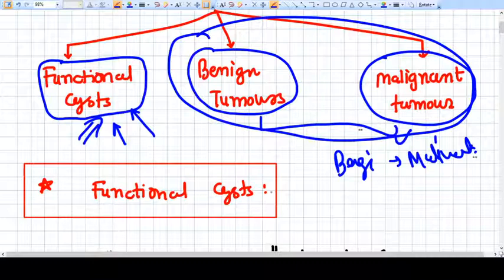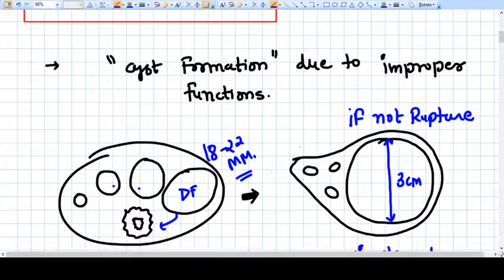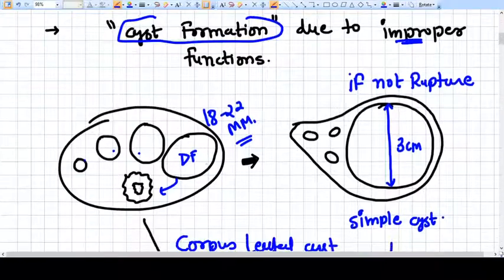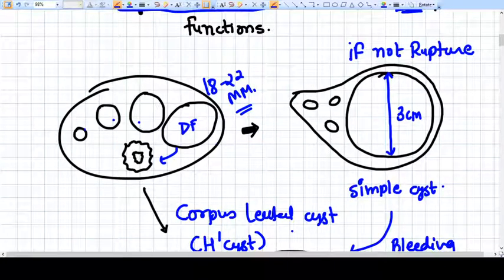Now let's understand the functional cysts here. Cyst formation is due to improper function. For example, I have already told you a DF, that is dominant follicle, should be around 18 to 22 mm, and then it ruptures. But sometimes the follicle does not rupture and keeps increasing in size. If this follicle crosses 3 centimeter size, that is 30 mm, then we call it a simple cyst, because it is not going to rupture when it should have ruptured.